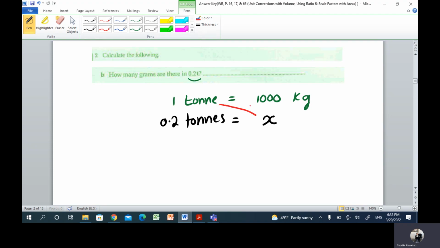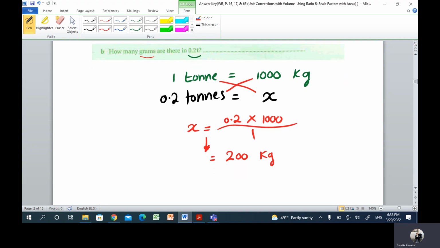Now I'm going to cross multiply. So x is my unknown equals to fraction line. What is the x multiplied by? It's multiplied by 1. What are the other two numbers? 0.2 times 1,000. So 0.2 times 1,000, the answer will be 200. So 200, and the measurement unit is kilograms. But they're asking for it in grams. So there is another fact that we must state here.